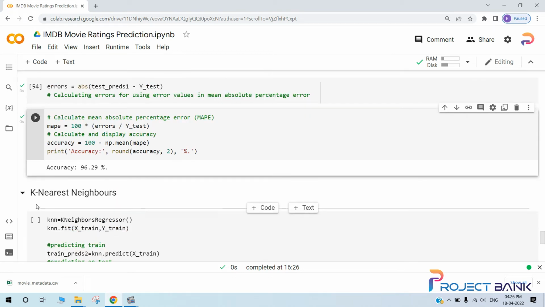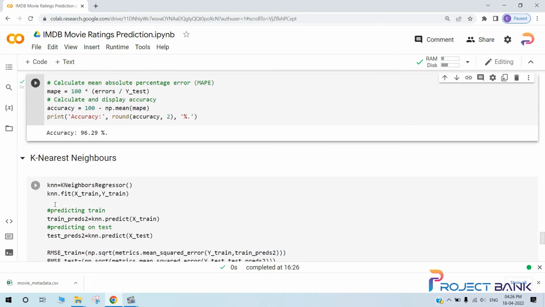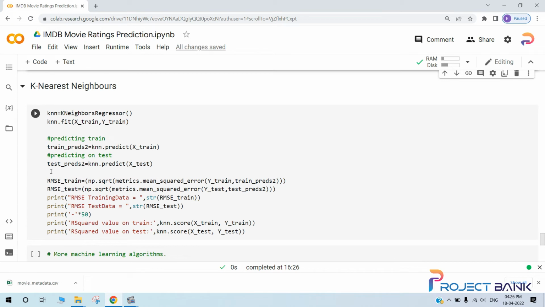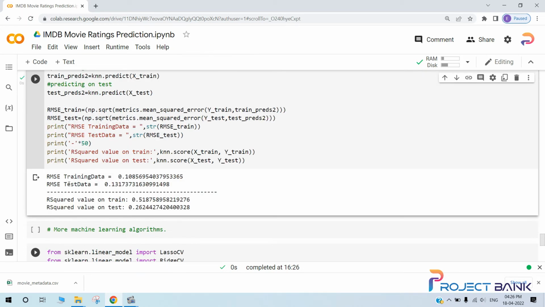The next model we are going to build is k nearest neighbors. Here also, in the same way, we have printed the values for root mean square error for training data and test data, and the R square value for training and test data. So let's run this cell. Here the RMSE on training data is 10 and the RMSE on the test data is 13. R square value on train data is 51 and R square value on test data is 26.